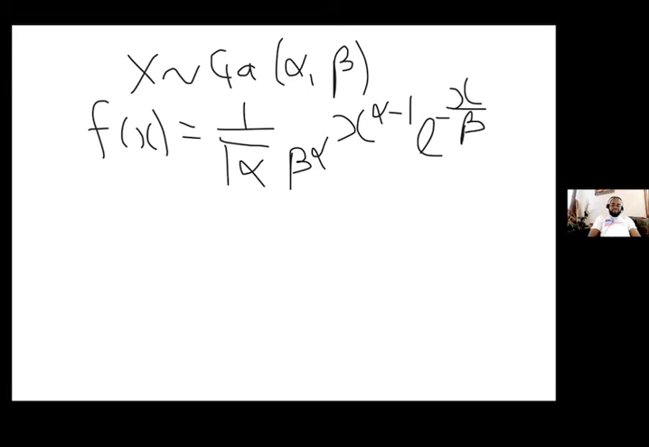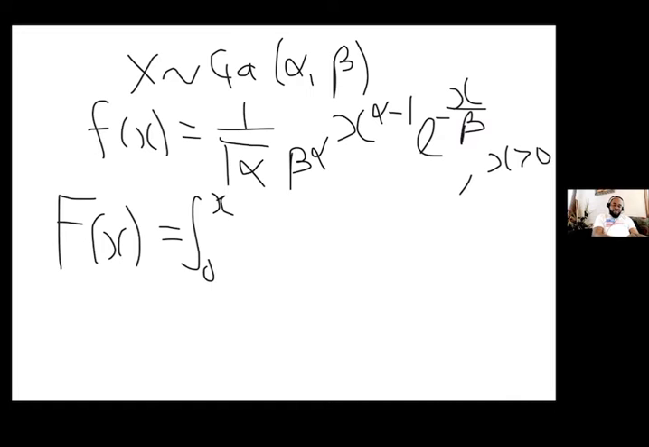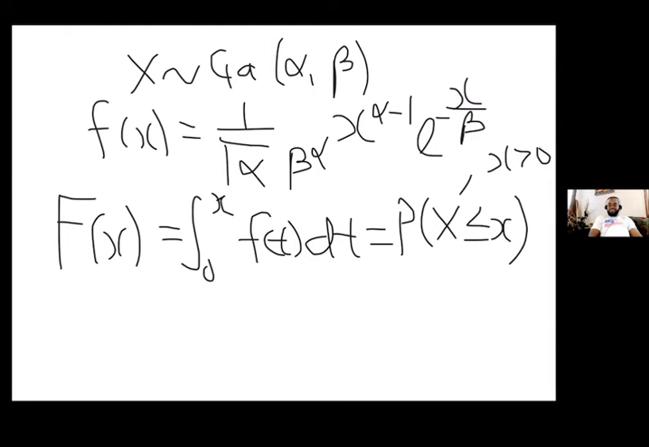Okay, this is the gamma, right? That is the gamma distribution. Now, if I want to obtain the CDF, I'm going to do F of x equals, don't forget x is greater than 0, the integral from 0 to x of f of t dt. This is the same thing as finding the probability of X less than or equal to x. I want to get the CDF.